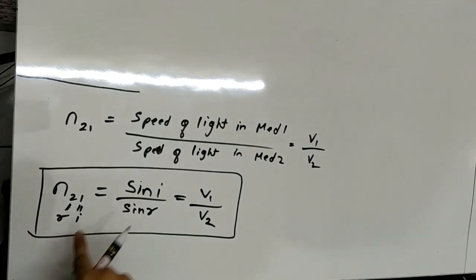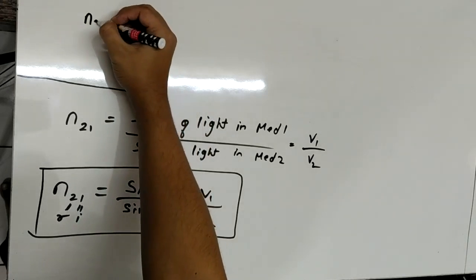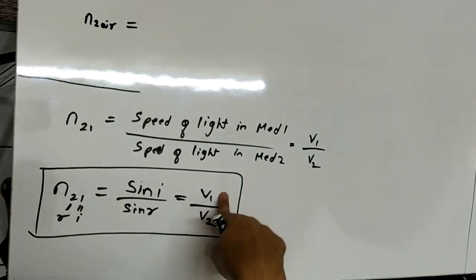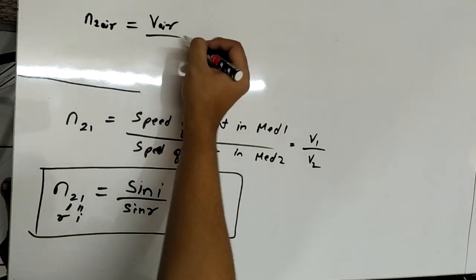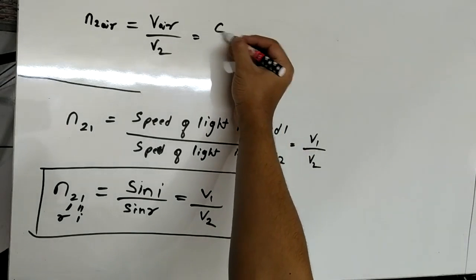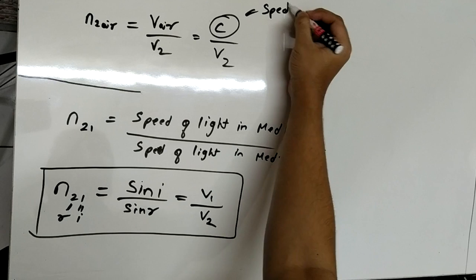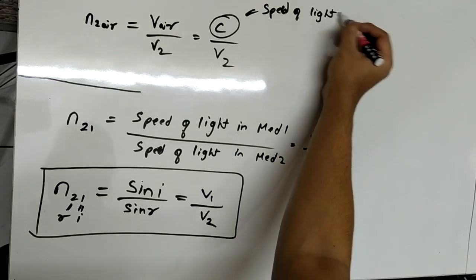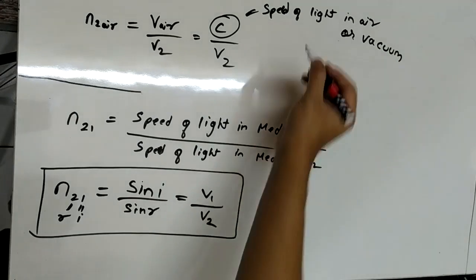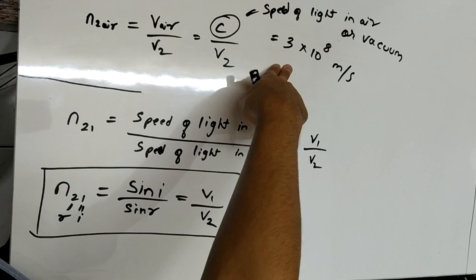If medium 1 was air, then what will happen? This will become n2 air, correct? So the refractive index of medium 2 with respect to air is equal to the velocity of light in medium 1, that is air, divided by v2. Velocity of light in air is a constant, which is called c, so c by v2. This c is the speed of light in air or vacuum, and the value of c is 3 into 10 power 8 meters per second.